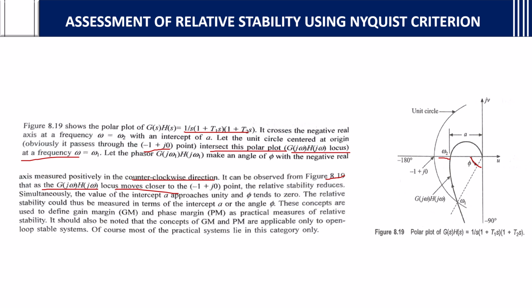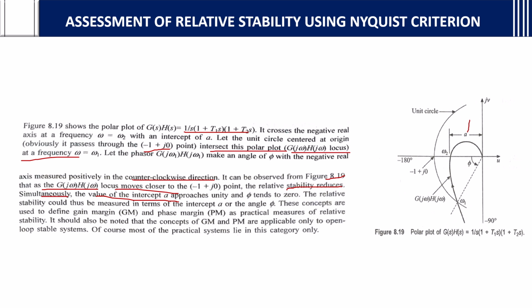moves closer to the minus 1 plus j0 point. If this point is moving towards the minus 1 plus j0 point, then the relative stability reduces. Simultaneously, the value of intercept A approaches unity and phi tends to 0. A approaches 1, and phi becomes 0, if the point is moving towards minus 1 plus j0.